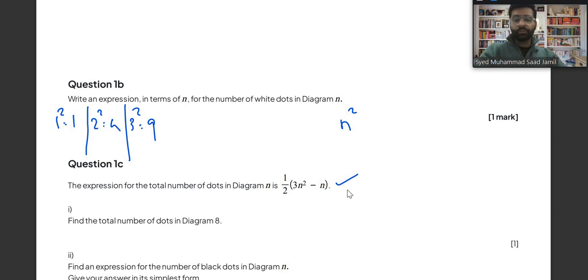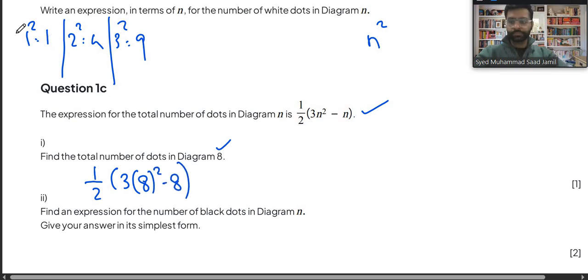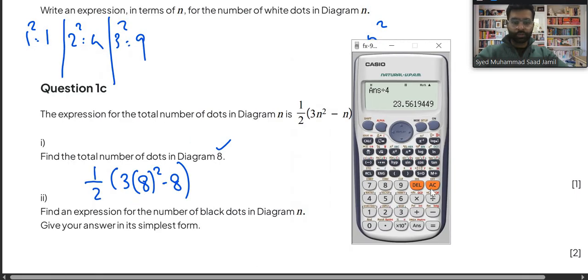Find the total number of dots in diagram 8. For this question, you will do 1 upon 2 multiplied by 3. In place of n, you will write 8, since we have diagram 8. So you will write 8 square minus 8, then you will close the bracket. All right. Let's plug this into the calculator. I'm going to show you guys how you can use the calculator as well. 1 upon 2, times 3, 8 square minus 8, gives 92.